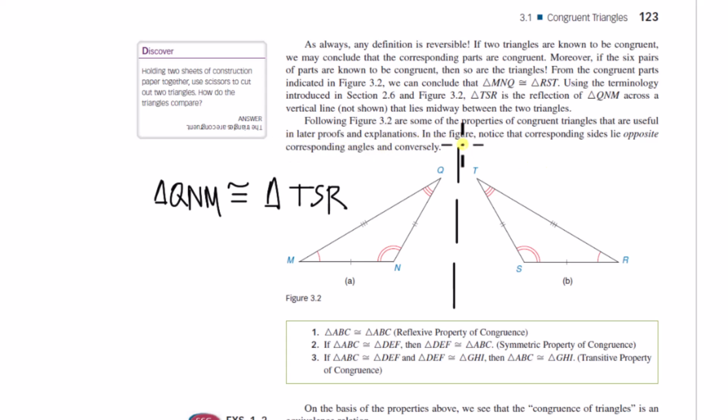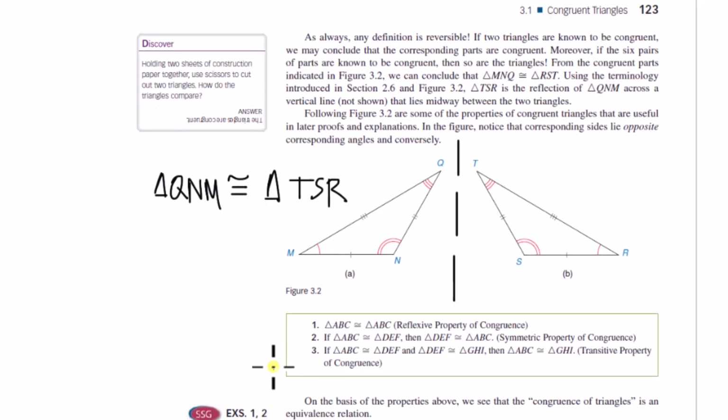Okay, now it says in the figure, notice that corresponding sides lie opposite corresponding angles and conversely. So yeah, that's something that's useful. So if you know that these 2 angles are congruent, and you're kind of confused to figure out which other sides correspond to which, well, if you know these 2 angles correspond, then you know that the 2 sides opposite those angles are going to correspond, right? So that could be really useful. Or if you know these 2 side lengths correspond, then that means that the angles opposite those side lengths are going to correspond on the 2 triangles.